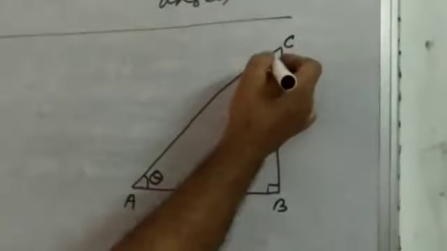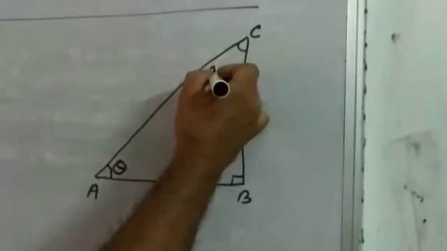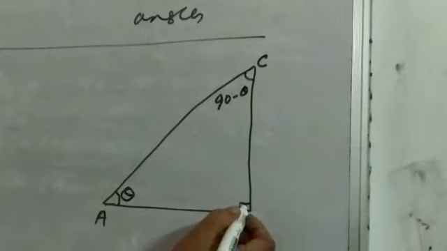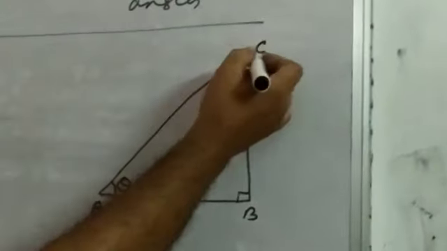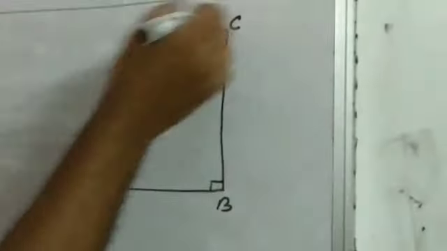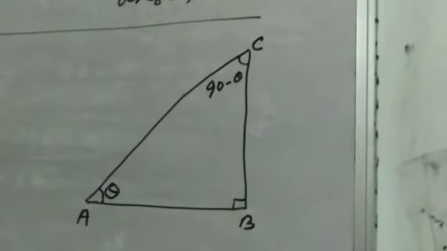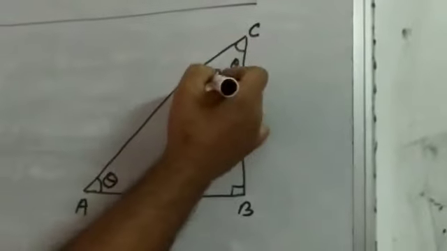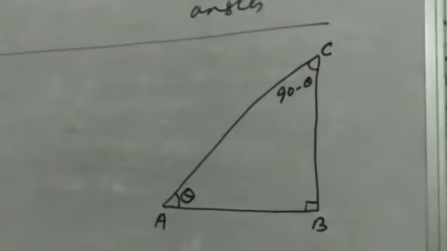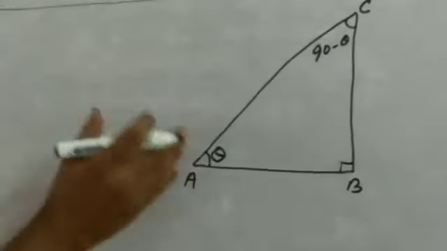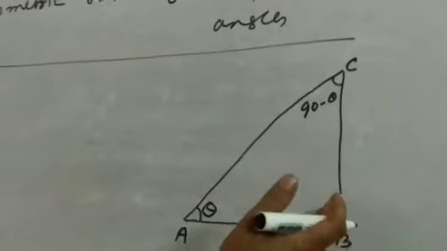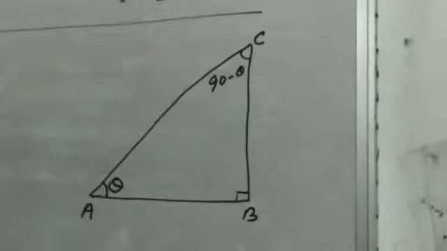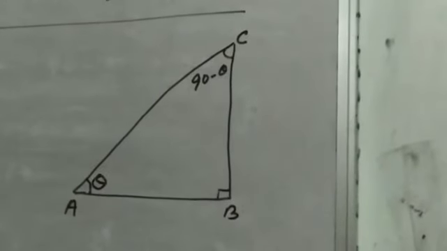Then what is angle C? Obviously it is 90 minus theta. If B is 90, then angle A plus angle C is 90, so angles A and C are complementary to each other. So if we suppose angle A is theta, then angle C is 90 minus theta. So I have described triangle ABC, right angle at B, and we suppose angle A is theta, therefore angle C is 90 minus theta.